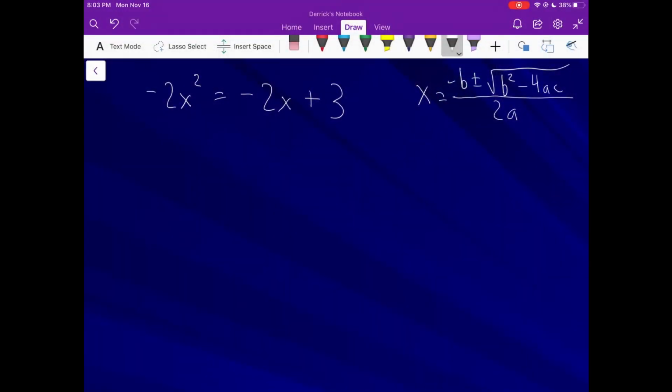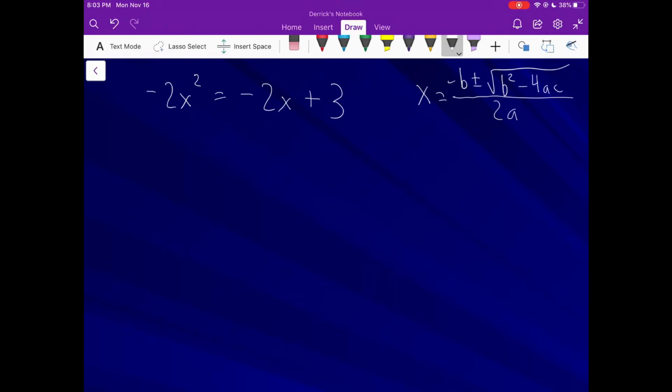Let's try another example. With this one, we've got negative 2x squared equals negative 2x plus 3. Again, we do not have all of our terms on the same side, and before we can solve using the quadratic formula, we do need to get this equal to 0. You do have a choice, just like before. You can move everything to the left side, you can move everything to the right side, it's entirely up to you. For me, as I've said before, I always prefer to have a positive a value, meaning a positive number in front of the x squared if I can.